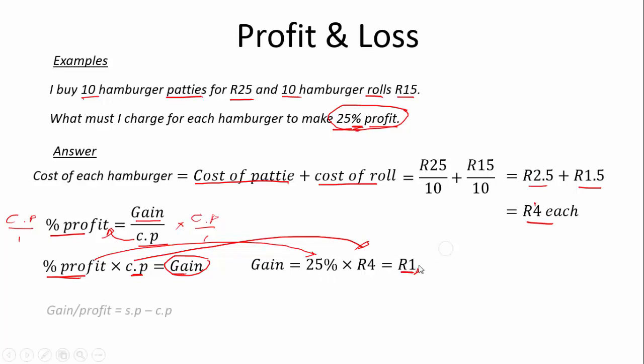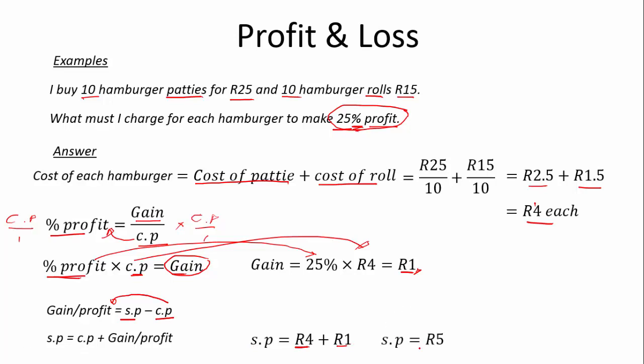So then we can quite easily work out what our selling price is, because we know that gain or profit is equal to selling price minus cost price. So we can change it around again by moving the cost price over here, and we say the selling price is equal to the cost price plus the gain or profit. And that's quite easy to do. So we say the selling price is 4 Rand plus 1 Rand, and we know that that is equal to 5 Rand. Okay, so that is our selling price of each hamburger to make a 25% profit.